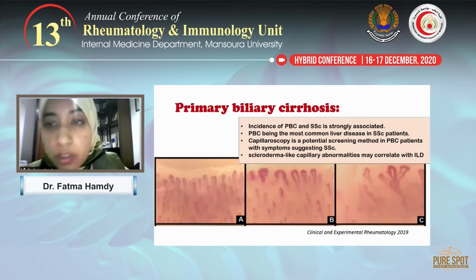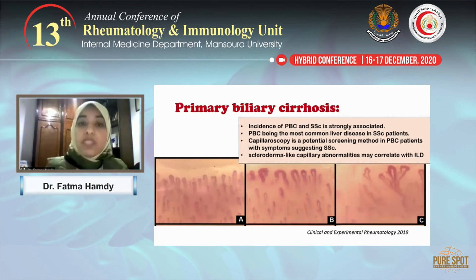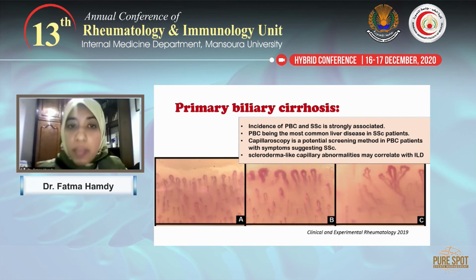As regards primary biliary cirrhosis, all of us know that there is a coincidence between primary biliary cirrhosis and systemic sclerosis. So a capillaroscopic finding of the scleroderma pattern in patients with primary biliary cirrhosis predicts that the patient may develop systemic sclerosis or already have systemic sclerosis. This also correlates with the presence of interstitial lung disease.